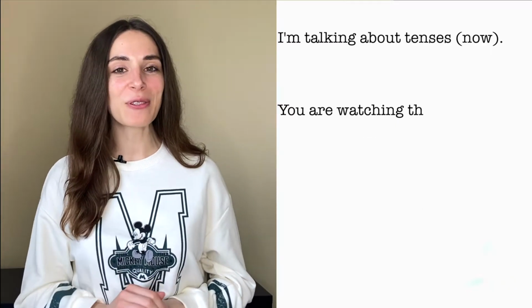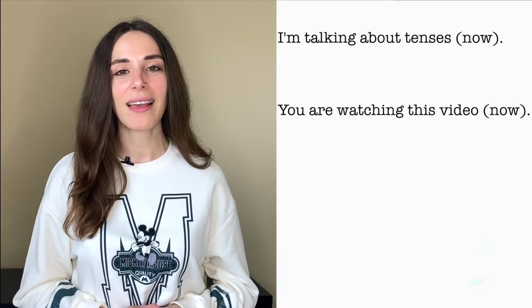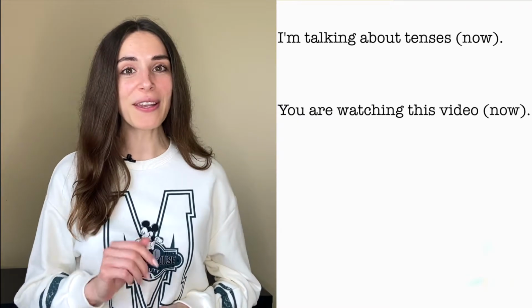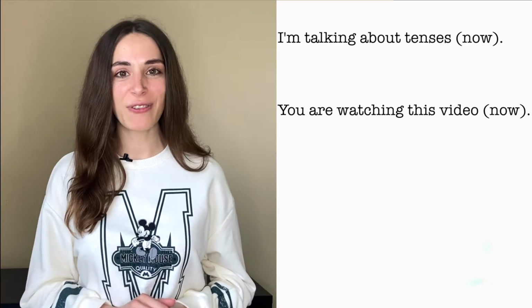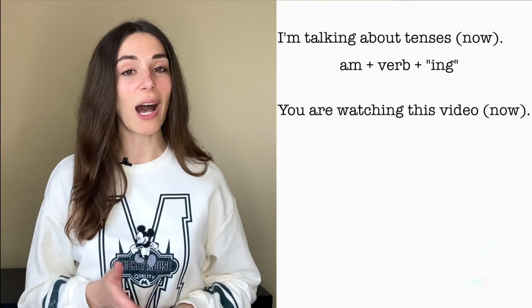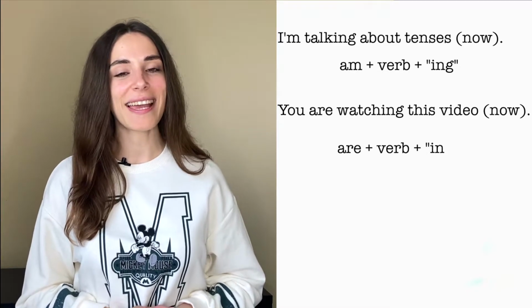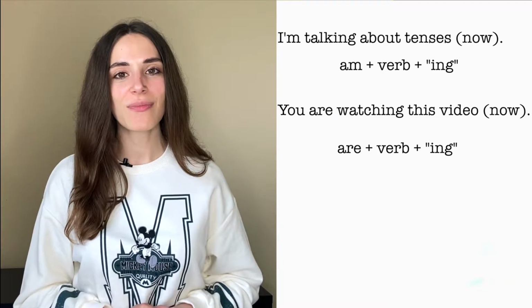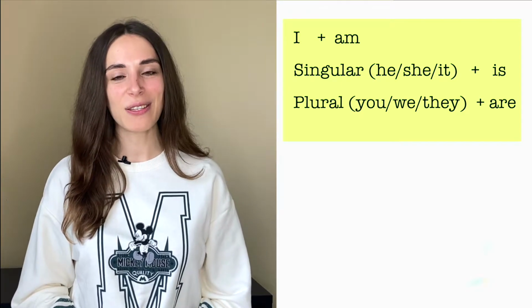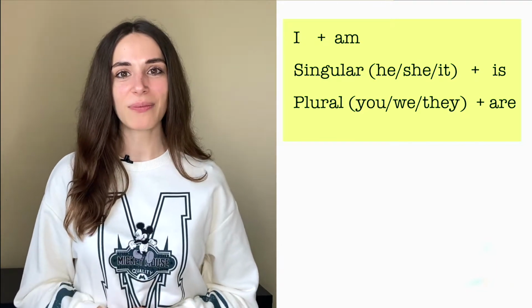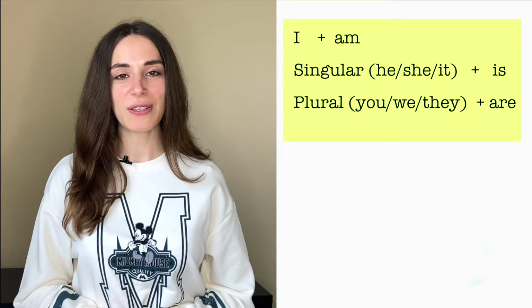But what if we talk about an action that is happening right now, and only for some specific period of time? For example, I'm talking about tenses. You're watching this video. So you see, am plus an ing form, I'm talking. Are plus an ing form, you're watching. An ing form shows an action in progress that is happening right now. So we say, I am. If it's one person, one thing, that is he, she, it, we use is. If it's plural, we say are. You is plural as well.